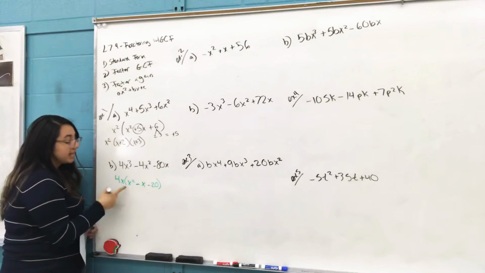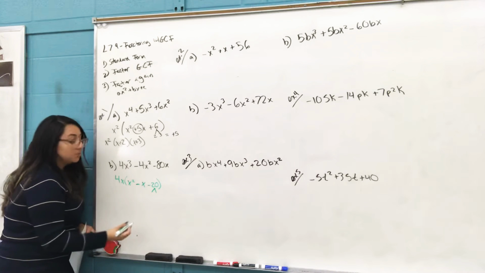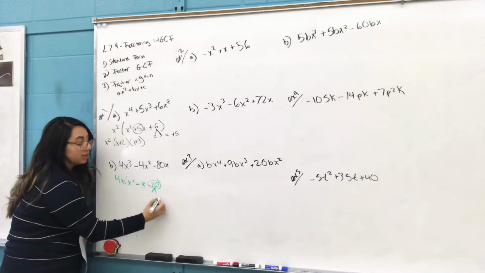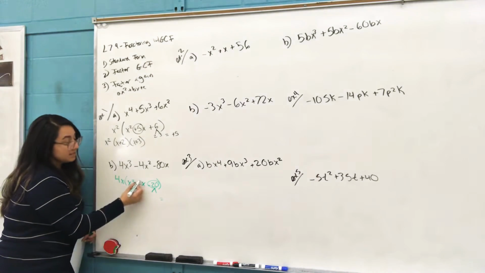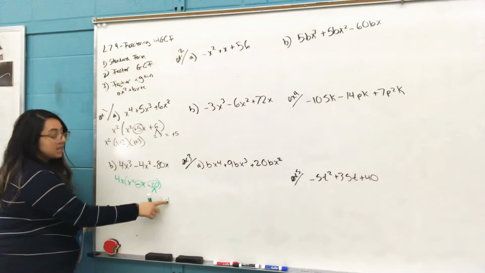Now, we go ahead and factor again. See if we can factor this. Factors of C that equal B. C is negative 20. Always look at the sign in front. And then B is negative 1. And factors that would equal negative 1.